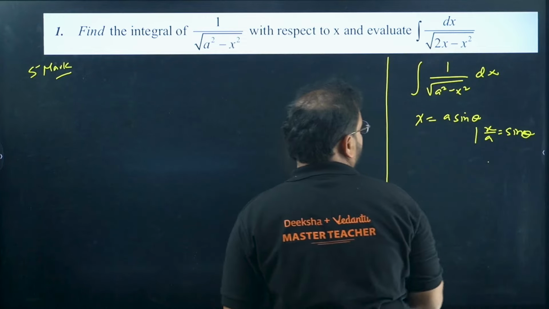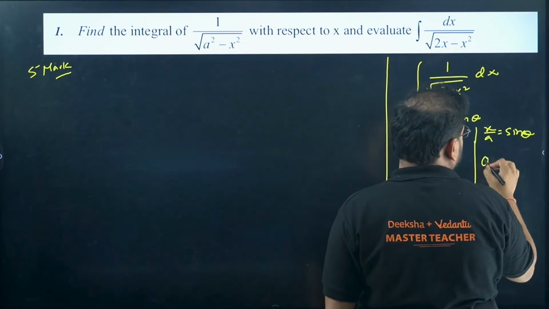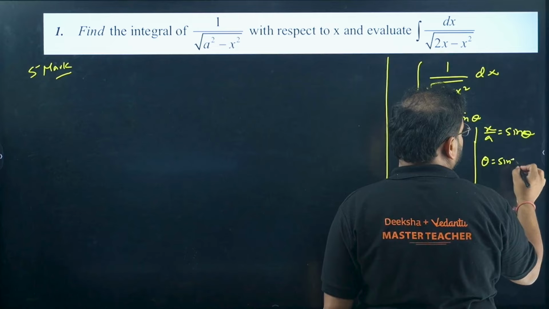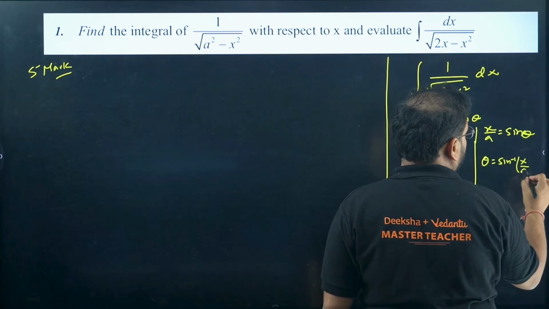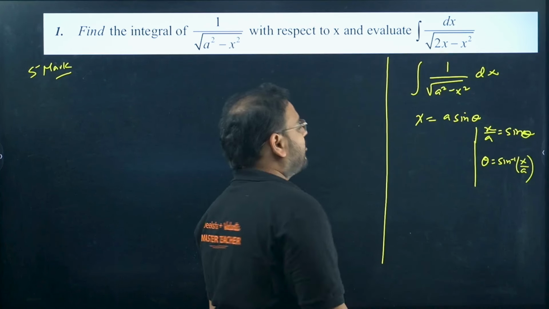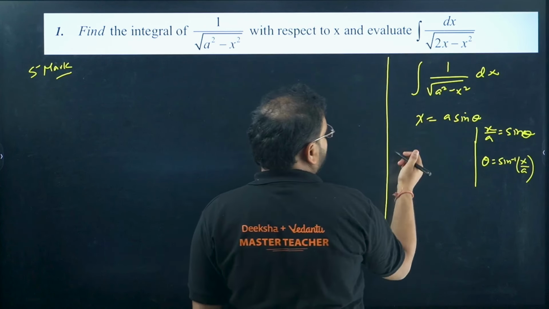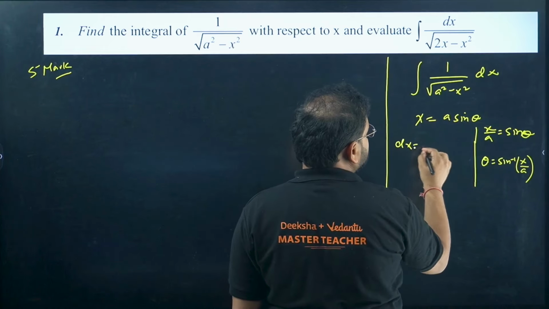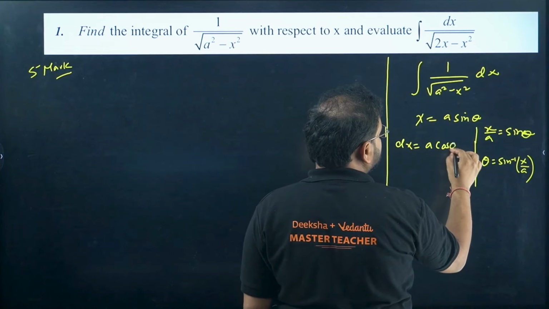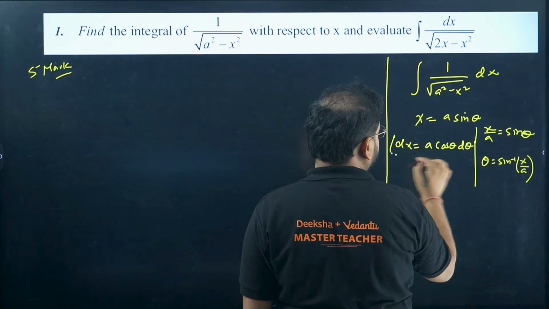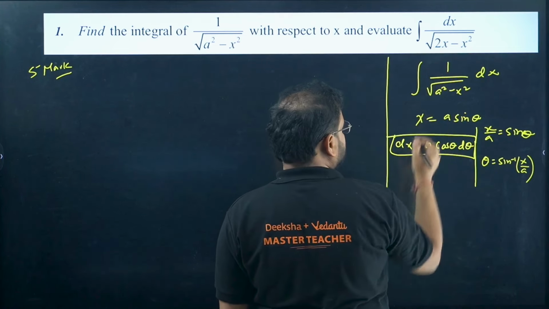Sine theta. Okay. So this gives me what? Theta is sine inverse of x by a. All right. So now differentiate this. You'll have dx as a cos theta d theta. Use them together in this integration.